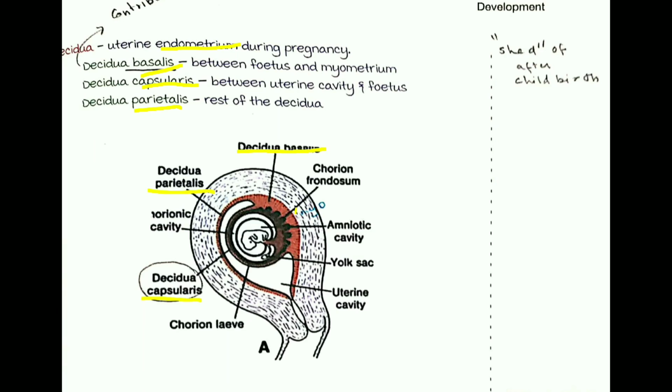So that's it about the development of placenta. It develops on the 21st day, or the third week, with two components. The fetal component is the tertiary chorionic villi and the maternal component is the decidua basalis.